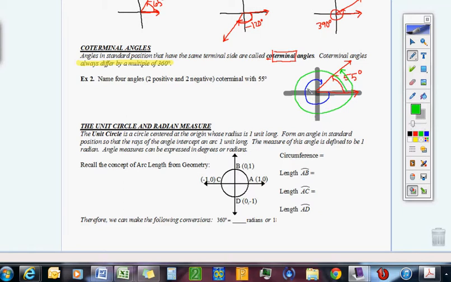All of these angles, this blue one, this green one, these are all coterminal because they share this terminal ray with the 55-degree angle. You can see they differ by 360 that I highlighted here. So in order to algebraically do this, we would just take our 55-degree angle and add 360 degrees to that. And that will get us our 415 degrees.